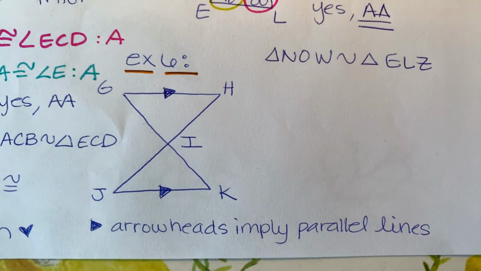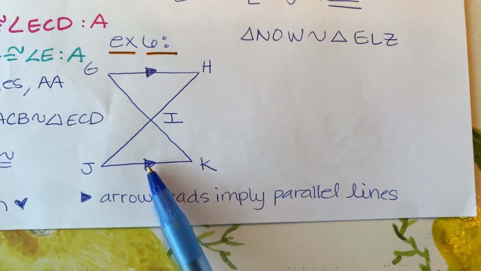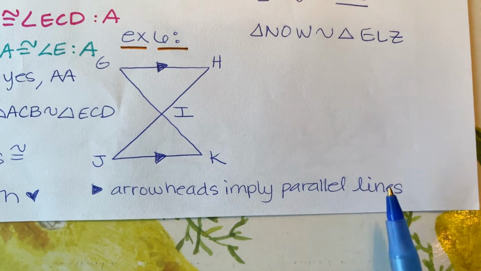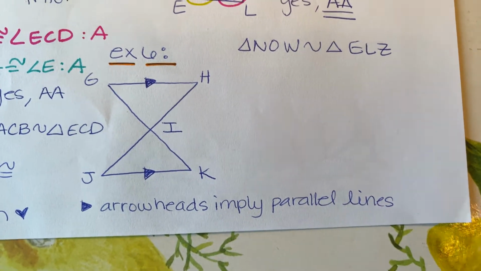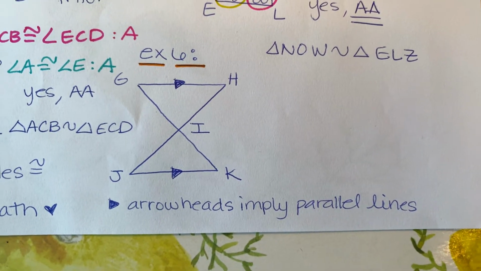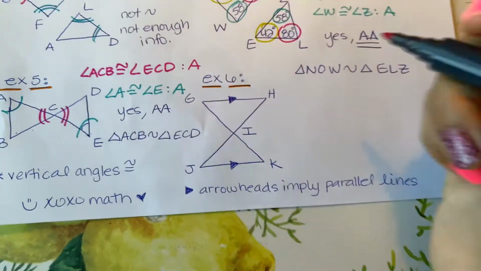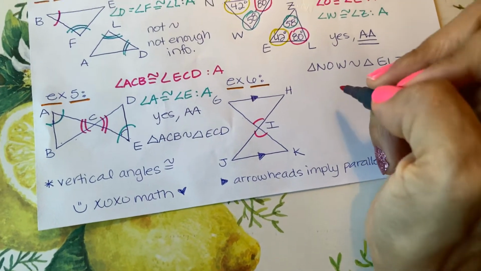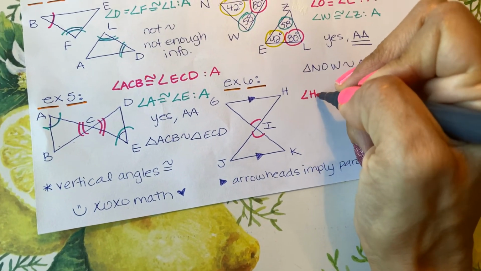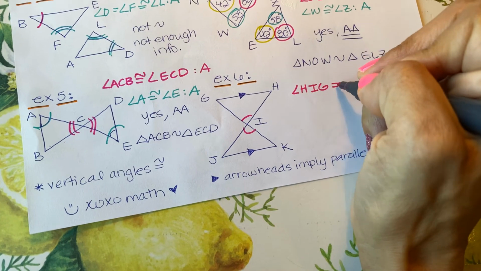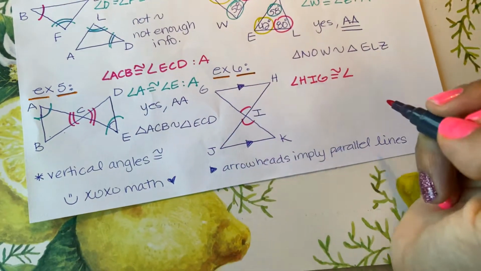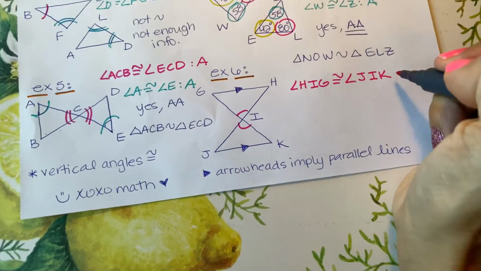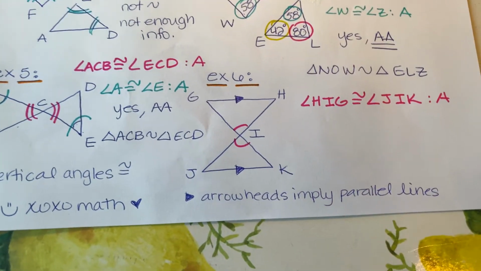Okay, example three. You have arrowheads. When you see arrowheads in geometry, it implies parallel lines, and with parallel lines, it implies alternate interior angles. Okay, so first off, let's go back to this vertical angle. These two are congruent, right? So we're gonna get all three because I don't know which way you guys are gonna want. So HIG is congruent to JIK. Okay, oops, that's an A. So that's an A. Okay, what about the other ones?